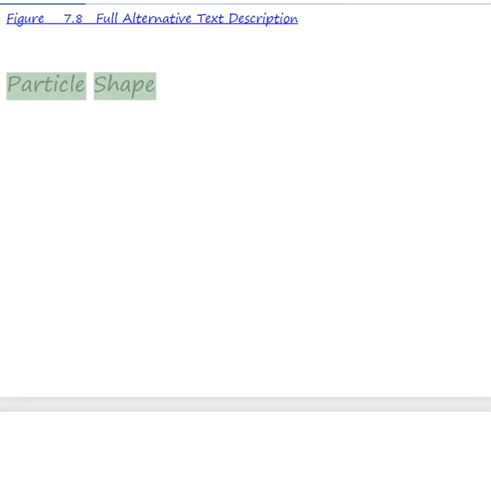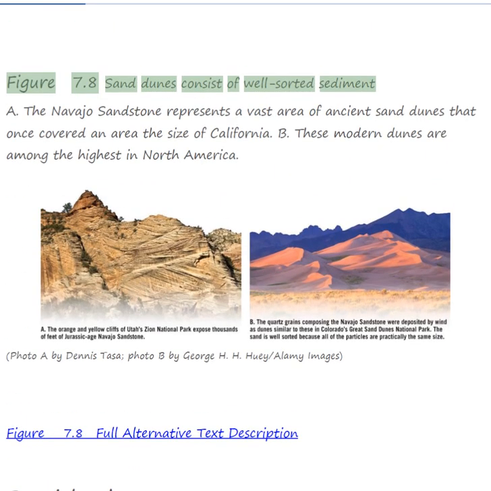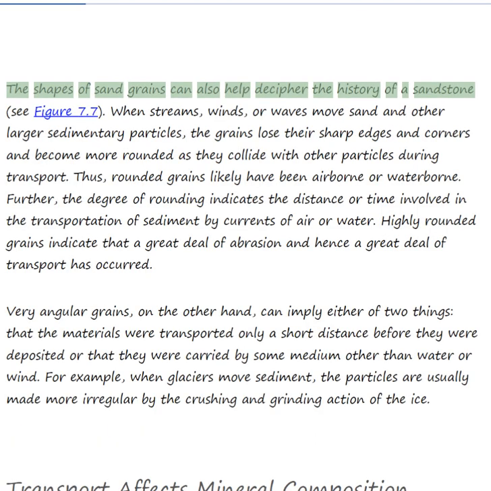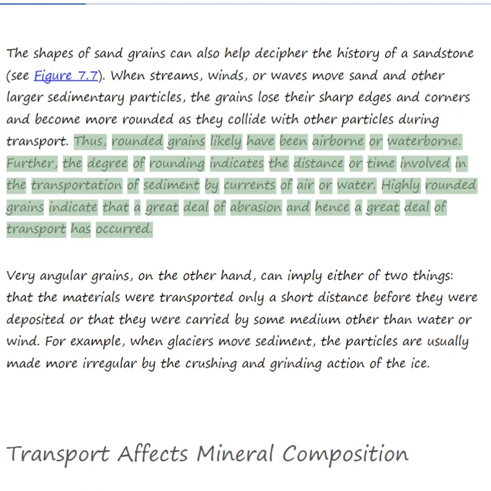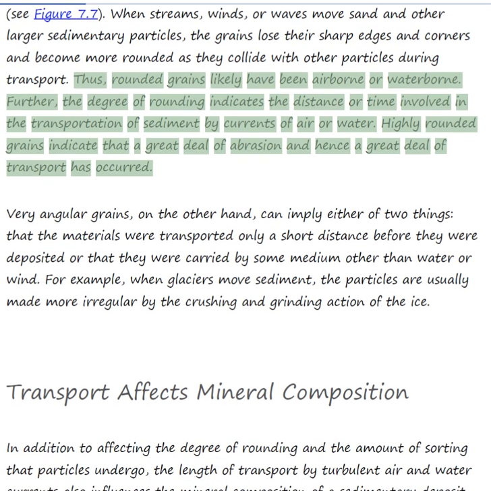Particle shape. Figure 7.8 Sand dunes consist of well-sorted sediment. The shapes of sand grains can also help decipher the history of a sandstone. When streams, winds, or waves move sand and other larger sedimentary particles, the grains lose their sharp edges and corners and become more rounded as they collide with other particles during transport. Thus, rounded grains likely have been airborne or waterborne.